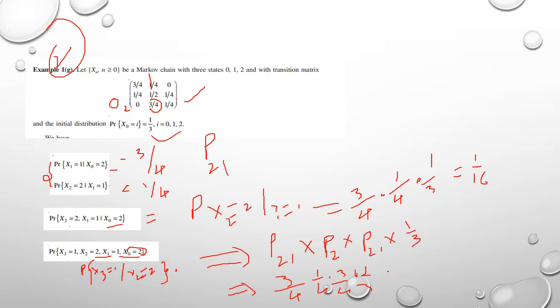Some values are cancelled. Finally you got 3 by 4 cube, which means 64. This is the final answer for this question. This simply we can calculate this question. Here we have all our one step probabilities. So we will move to the next.